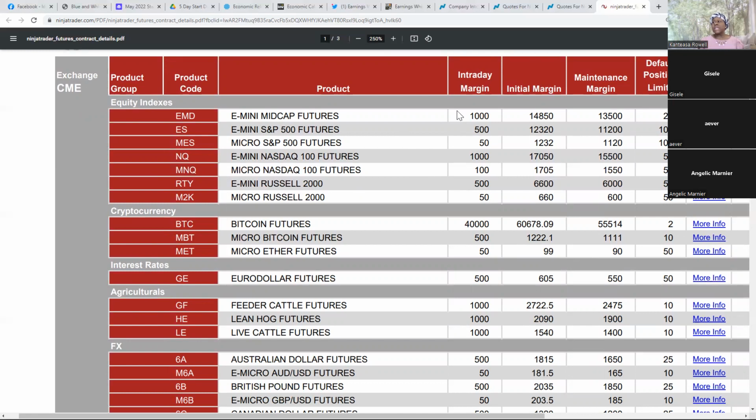And I will scroll down so that you can look at some of the margins to get an idea of what you would want to maintain in your account and the product that you would be able to trade based on that amount that you are planning to maintain in your account.